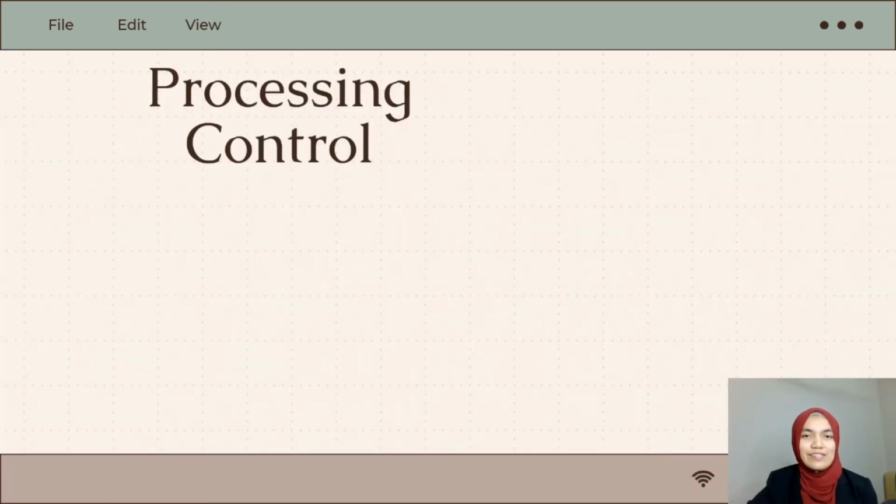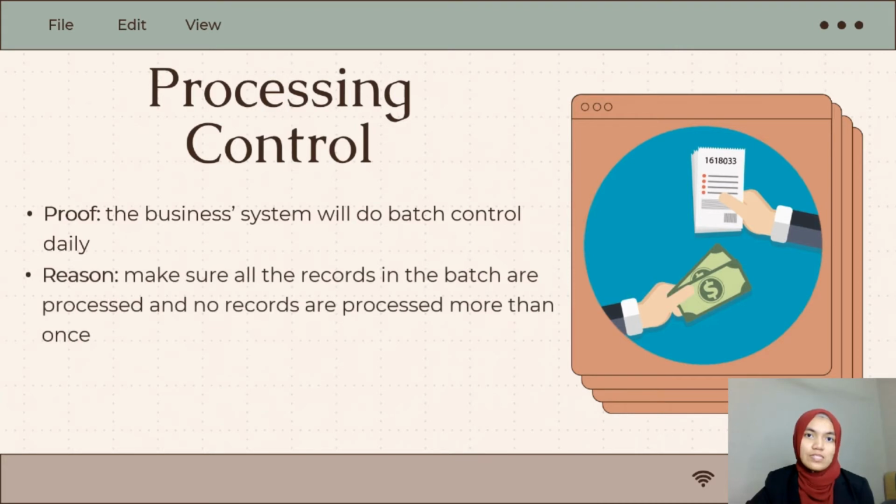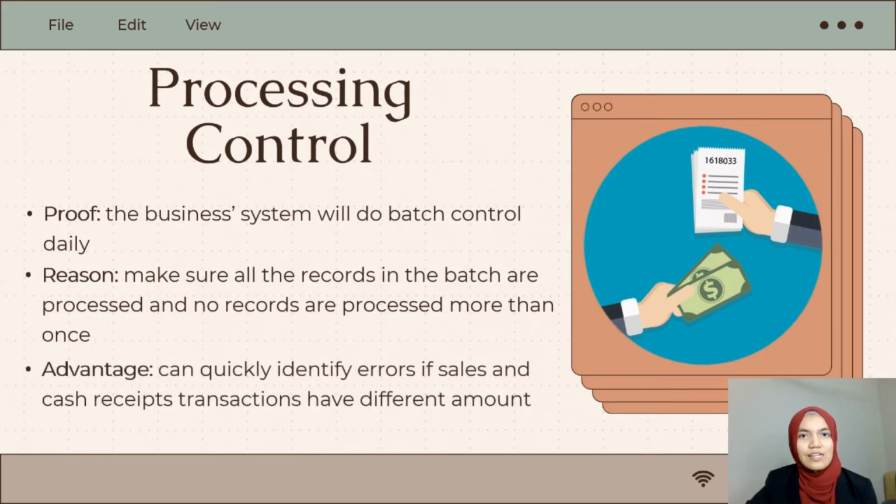Lastly is processing control. This can be proved when the business system will do a batch control daily because the SSU wants to make sure that all the records in the batch are processed and no records are processed more than once. This can be said as a strong internal control because SSU can quickly identify errors if sales and cash receipt transactions have a different amount.